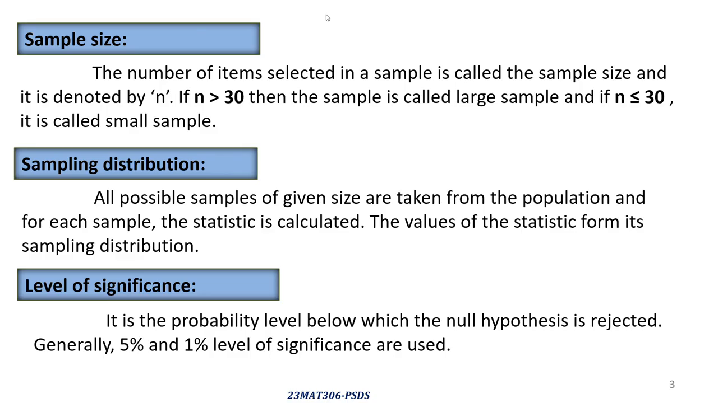Okay, next we are going to see about the sampling distribution. It means all possible samples of given size are taken from the population, and for each sample, the statistic is calculated. The values of this statistic form a sampling distribution. Next, level of significance. It is the probability level below which the null hypothesis is rejected. Generally, we will take the level of significance as 1% or 5%. 1% means its value is 0.01 and 5% means its value is 0.05.